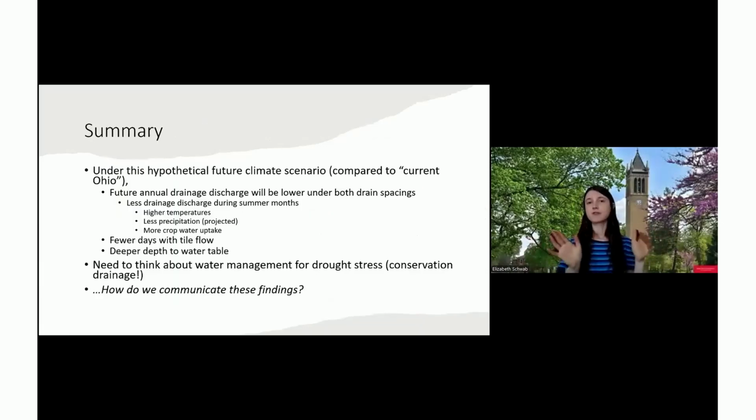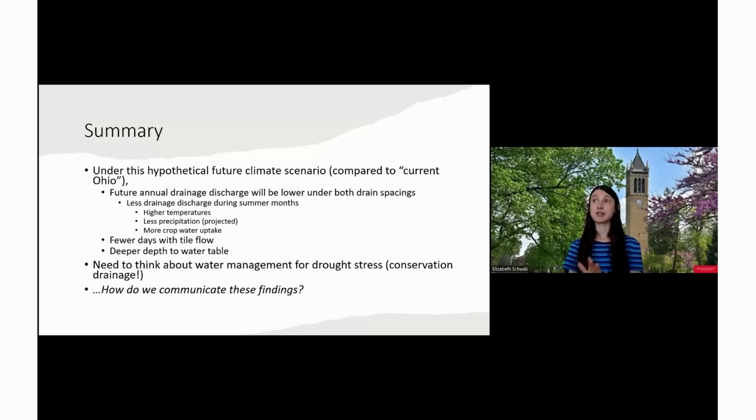But really quick, an overview summary, which we've already sort of talked through: under this hypothetical future climate scenario, compared to our current Ohio conditions, our future conditions will have lower discharge under both drain spacings and even less during the summer months, again, as a consequence of these higher temperatures, projected lower precipitation, and increased crop water uptake. We'll have fewer days with tile flow and a deeper depth to water table. So clearly, we've put a lot of focus into these summer months because that's what we're thinking about for crop production. We really need to be thinking about water management for drought stress.